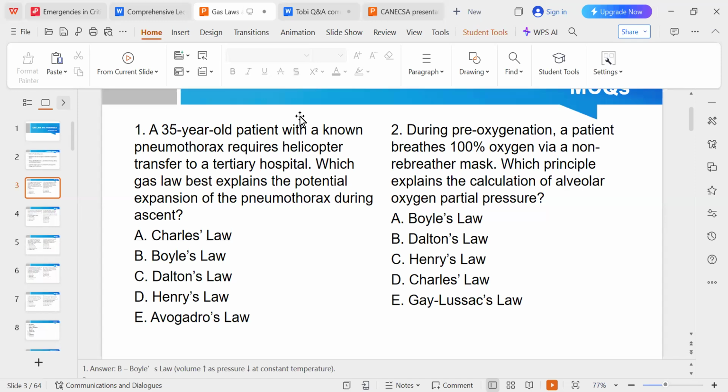Number 2. During pre-oxygenation, a patient breathes 100% oxygen via a non-rebreather mask. Which principle explains the calculation of alveolar oxygen partial pressure? A. Boyle's law. B. Dalton's law. C. Henry's law. D. Charles' law. E. Gay-Lussac's law. Any attempt?